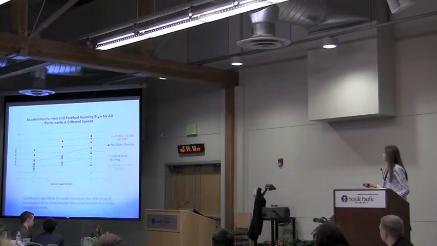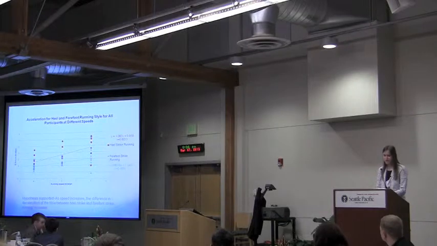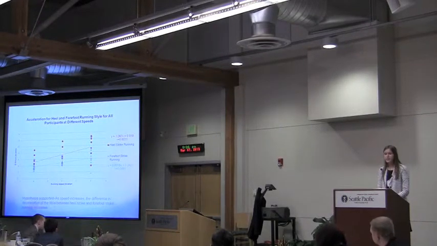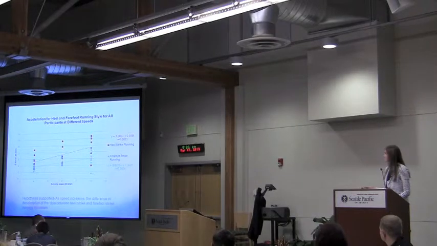However, what was interesting is that the slope for heel strike running was significantly greater than that of forefoot strike running. This illustrates that heel strike becomes increasingly more harmful as speed increases as compared to forefoot strike running. This also supported my hypothesis that as speed increases, the difference in deceleration of the tibia between heel strike and forefoot strike running also increases.